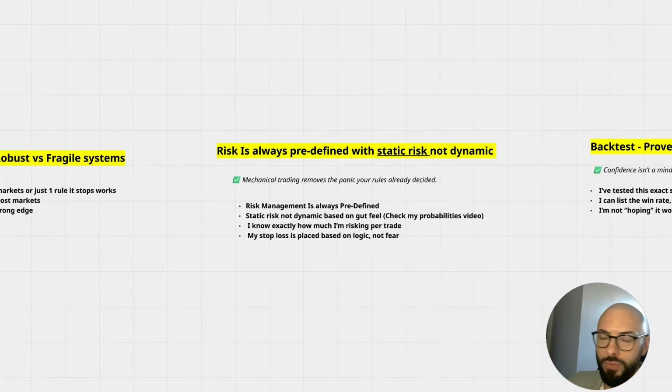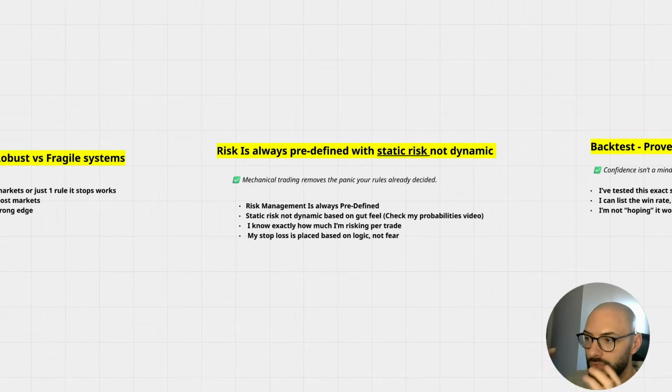With a mechanical edge, what's very important is making sure we use static risk and it's always predefined. Basically, in a mechanical system, we look at probabilities, we look at the large numbers, we look at the math of trading. So if you've not seen this video that I posted a while ago, it's all about probabilities, how it works. I'll put the link below.